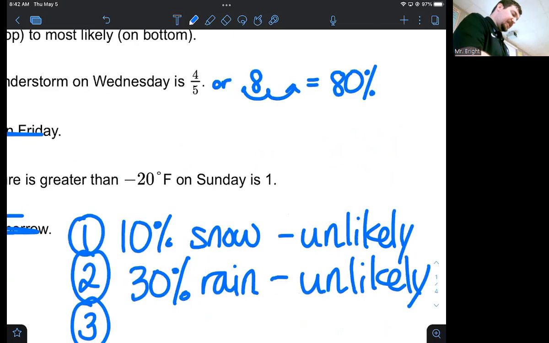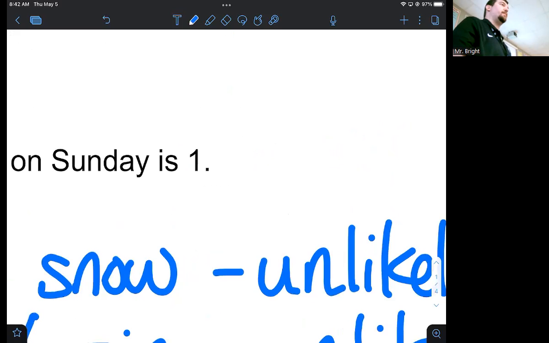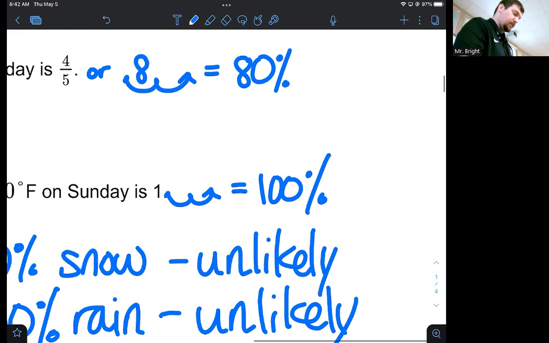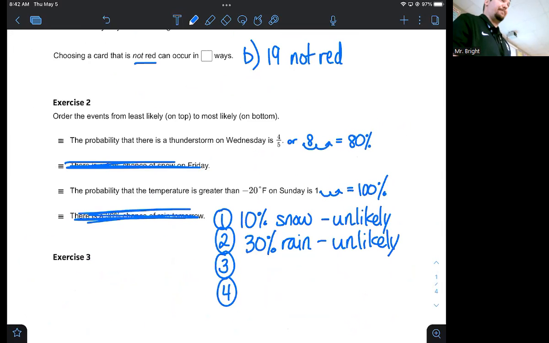And then for this next one, it says a probability of 1. Well, slide its decimal over. It doesn't have a decimal, so just put 1 at the end. And what's 1 the same as? 100%. That's right. So we'd have to go with the 80%, which is the 4/5. And that was thunderstorms.